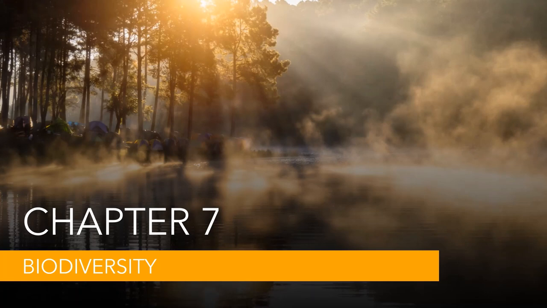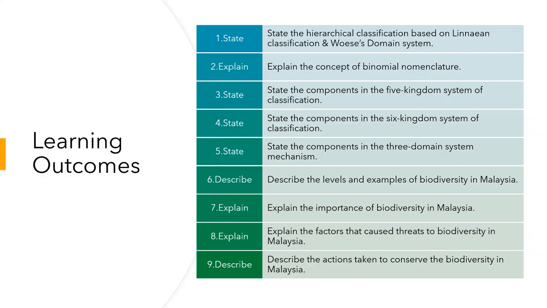Welcome to Chapter 7. There are 9 learning outcomes in this chapter. Number 1, state the hierarchical classification based on linear classification and Wu's domain system.